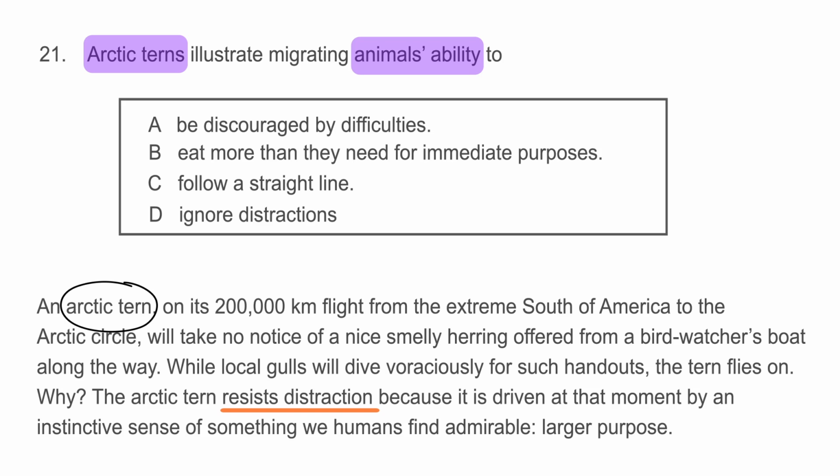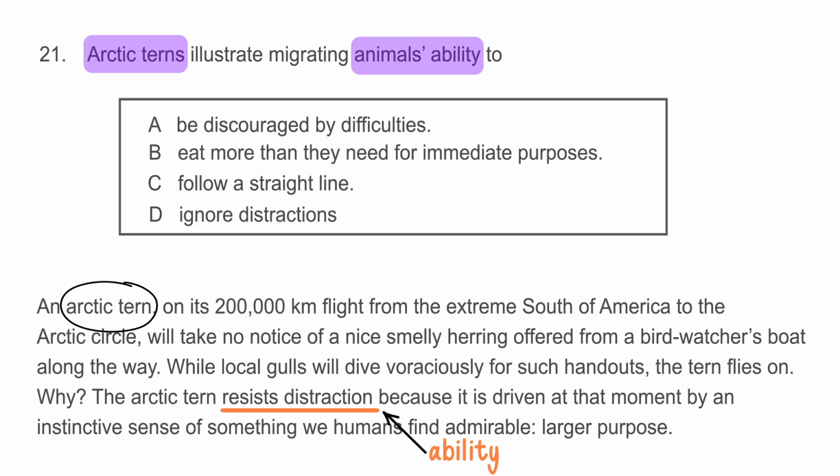So we have, it is, when it says it does something, we know that it is talking about that Arctic tern's ability to do something. So when it says the Arctic tern resists distraction, it is a kind of ability that is attributed to the Arctic tern. So now it's time to read the question choices. Be discouraged by difficulties. A, no, it's not. Eat more than they need for immediate purposes. No, we do not have such thing.